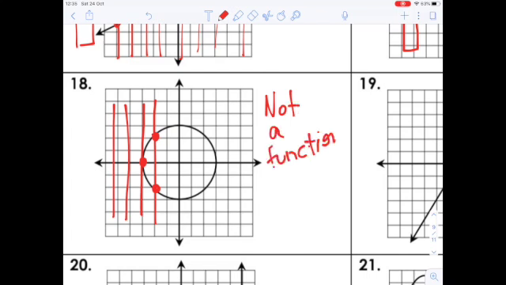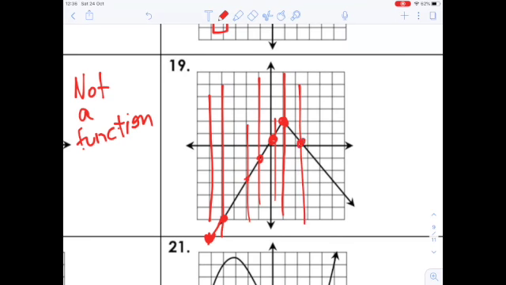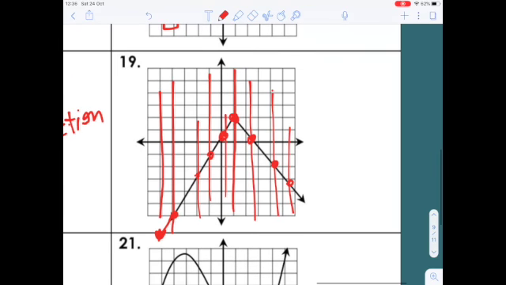All right? Number 19. Let's scan number 19. So over here, it's touching down here, right, guys? This is a little arrow, means it goes on forever. Touching only once, touching only once, touching only once, touching only once. Over here, it's still touching only once at the vertex, right? And we keep on only touching once. Therefore, it passed the vertical line test. Yes, it's a function.